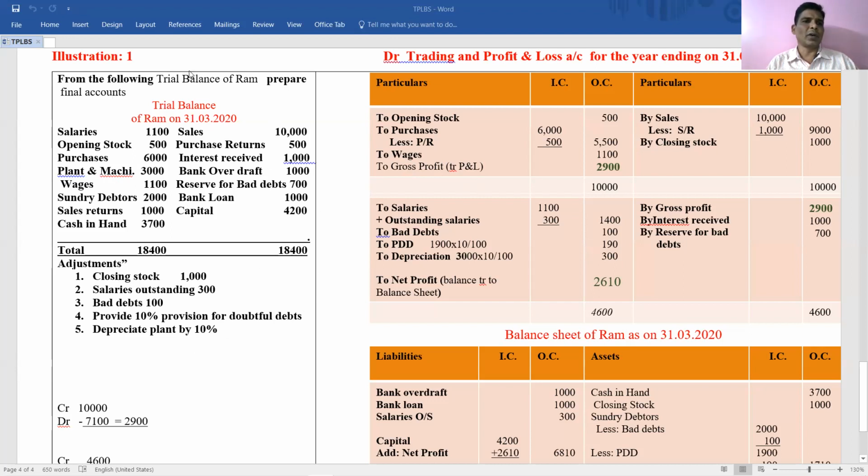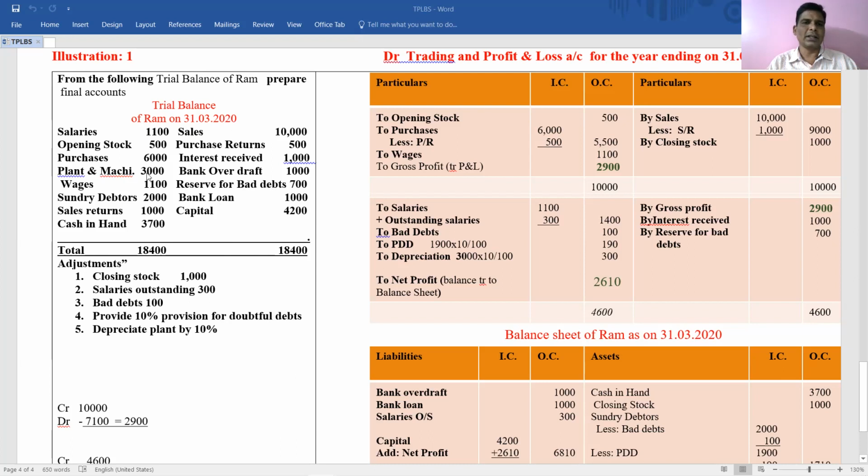From the following trial balance of Ram, prepare final accounts. Final accounts, as you know very well, means trading and profit and loss account and balance sheet. Trial balance of Ram on 31st March 2020. Salaries are given, opening stock, purchases, plant and machinery, wages, sundry debtors, bills receivable, and cash in hand are given. Then we have sales, purchase returns, interest received, bank overdraft, reserve for bad debts, bank loan, and capital given. This trial balance is tallied: 18,400 and 18,400.